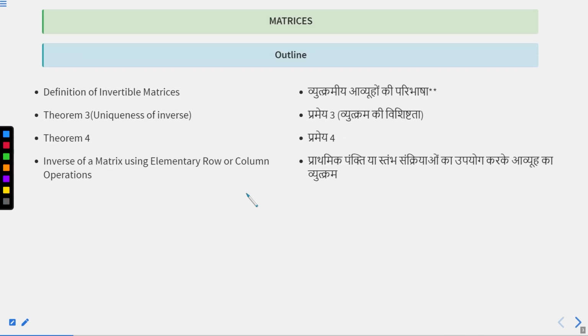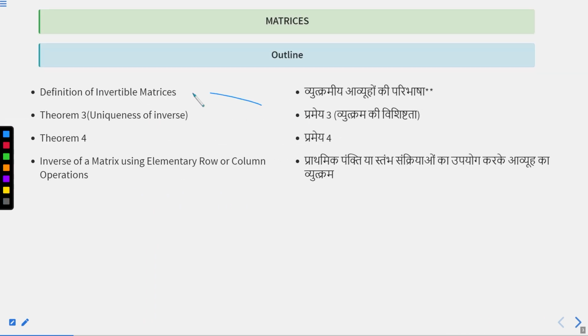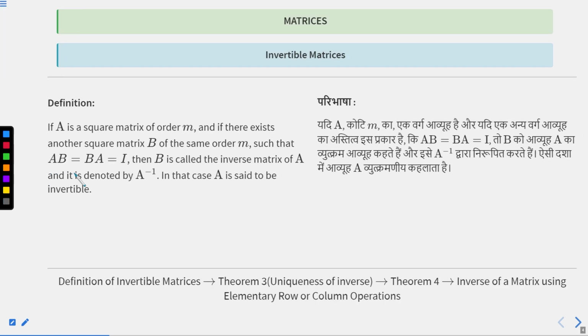So the outline is like this: first of all we will see the definition, and then we will see theorems. Then we will see how this invertible matrix is very crucial to find the inverse, and what we mean by the inverse of a matrix. Clear? Let us move to next.